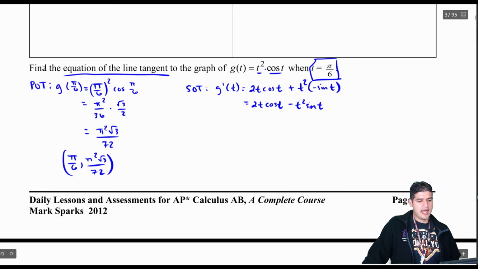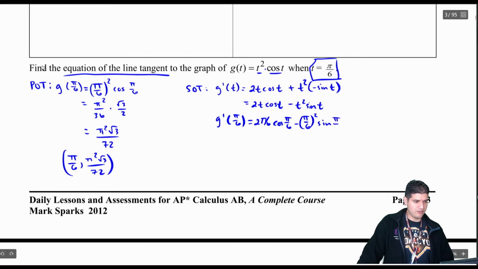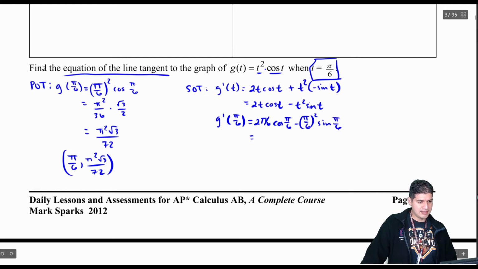All right, and that's my derivative, so the slope of the tangent line, I'm going to find it at g prime of pi over 6. So that's going to be 2 pi over 6 cosine of pi over 6 minus pi over 6 squared times sine of pi over 6. Oh, wow, what a beast.